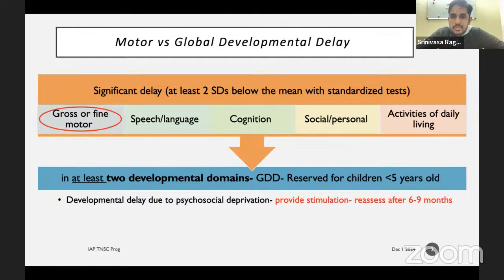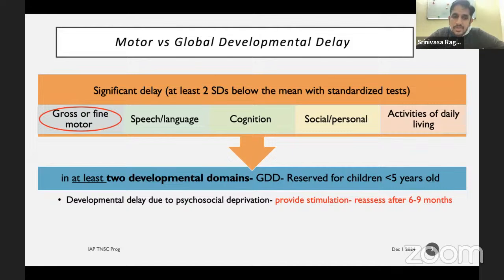There are 5 domains of development. Conventionally, we teach 4: gross motor, fine motor, language, and social. But for the definition of global developmental delay, there are 5 domains under which we have to evaluate. First is the motor domain, second is the language domain, third is the cognitive domain, fourth is the social personal domain, and fifth is the activities of daily living.